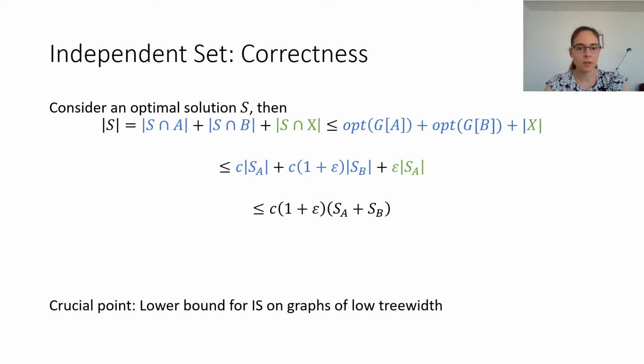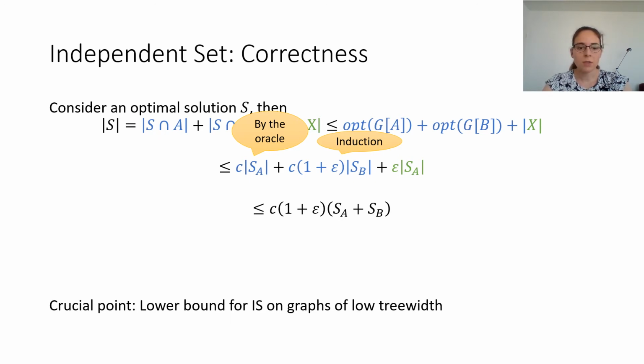Now, because the oracle is c-approximate, we can upper bound the optimum in A by c times the size of S_A, and by induction we upper bound the optimum in B by c times (1 plus epsilon) times the solution we got in B. And like we've seen previously, we know that the size of X is actually relatively small compared to the size of S_A. So we can upper bound this by c times (1 plus epsilon) times the size of the solution we found in A and the solution we found in B.